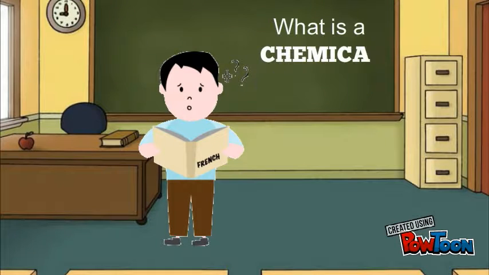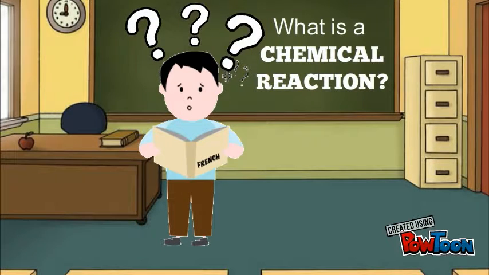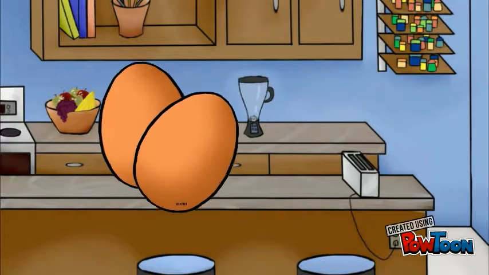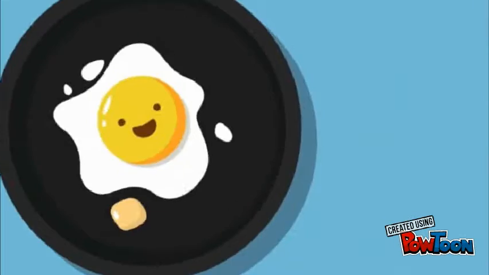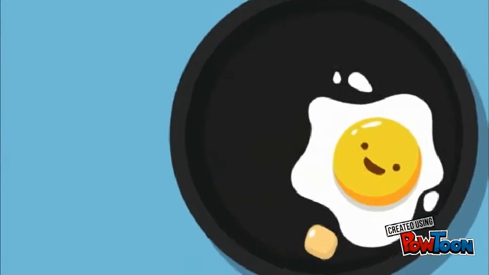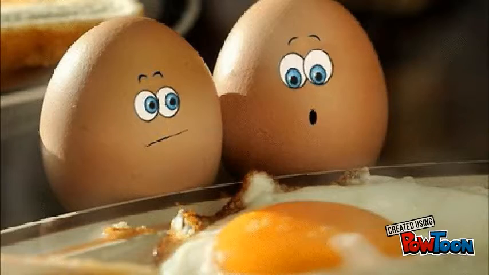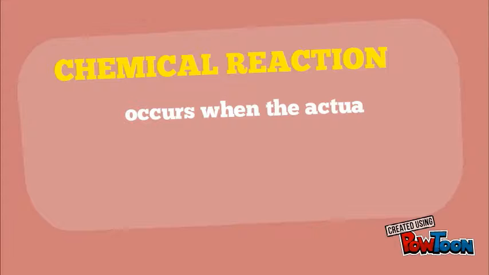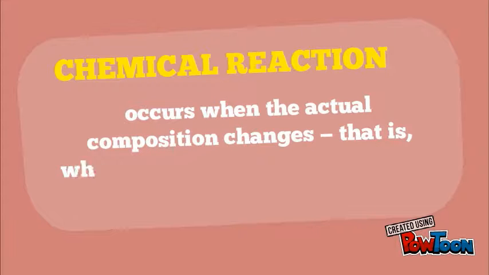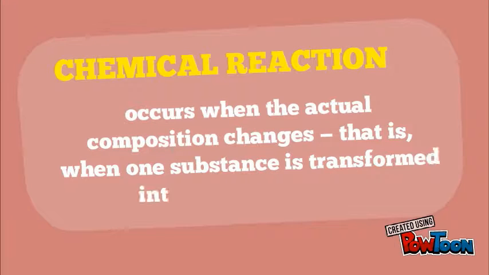What is a chemical reaction? For instance, let's say you are cooking an egg. Notice how the appearance of the egg changes after cooking it. Not only do they look different physically, but you have also permanently changed the structure of the egg. Chemical reaction occurs when the actual composition changes, that is, when one substance is transformed into a new substance.